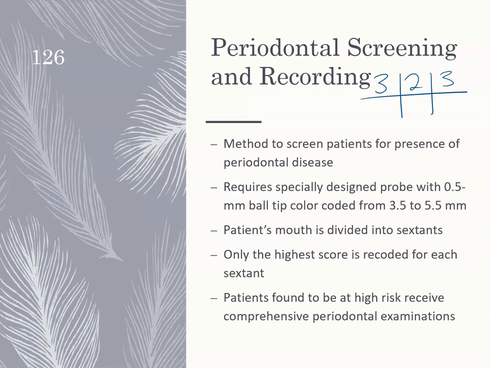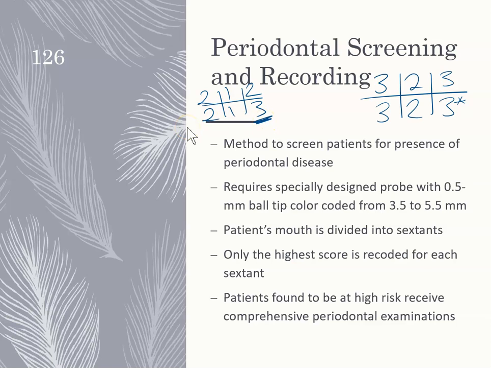But just to go back and show you, if you have a PSR like this, for example, and you have lots of 3s, you need to reprobe the entire mouth. If you have a PSR that looks like 2, 1, 2, 2, 1, 3, and you only have one 3, then you just have to reprobe that sextant. You don't have to reprobe the entire mouth.